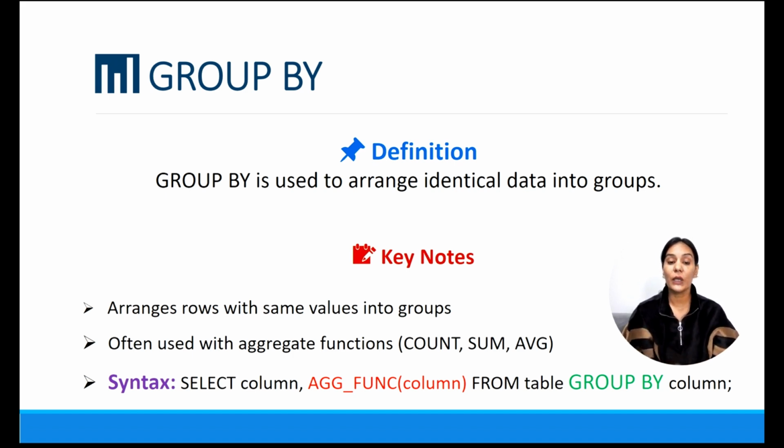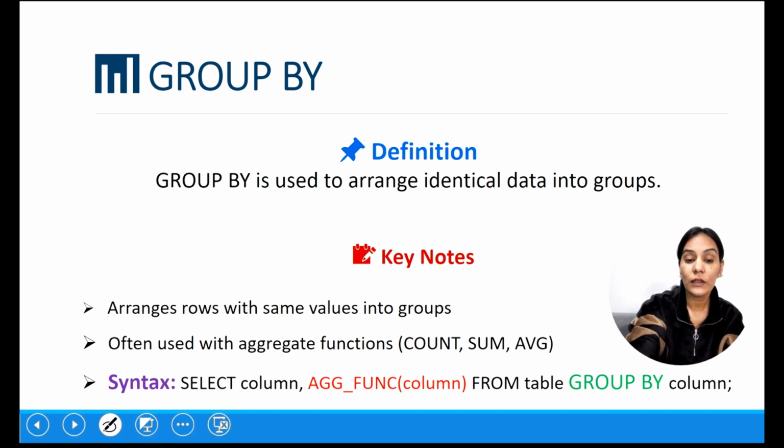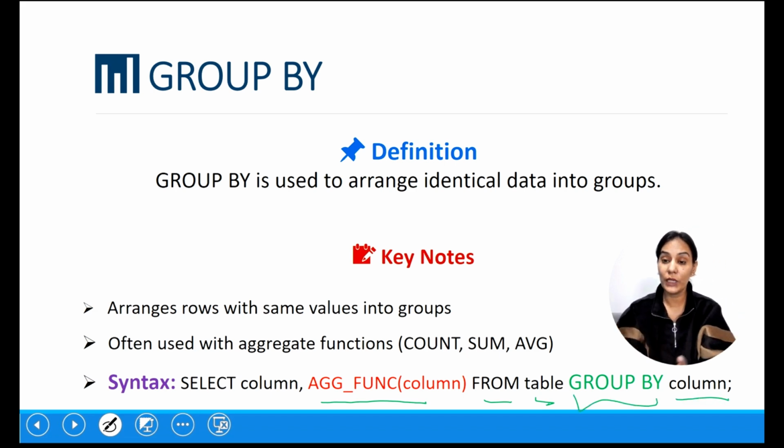Then, what is the syntax now? SELECT column name, then aggregate function FROM table name, then GROUP BY keyword, then the column name on which we are applying GROUP BY. So now, where do we practically use that?